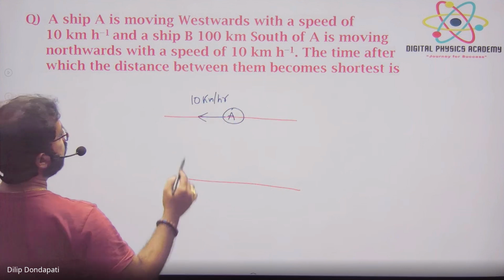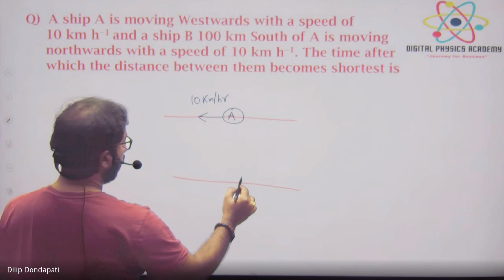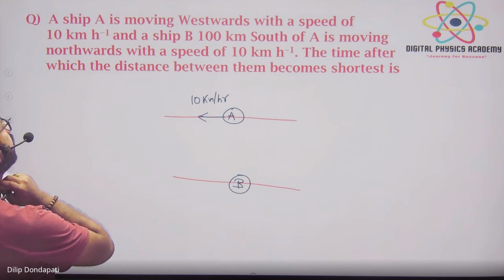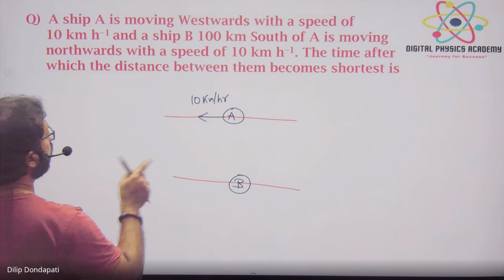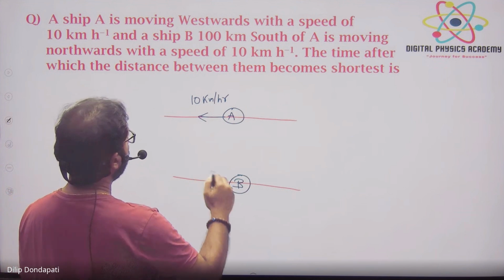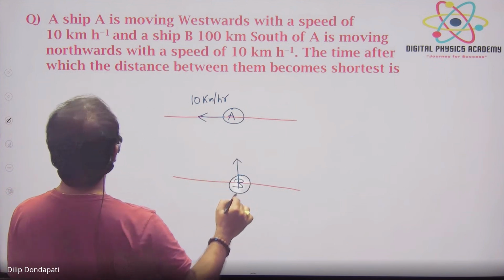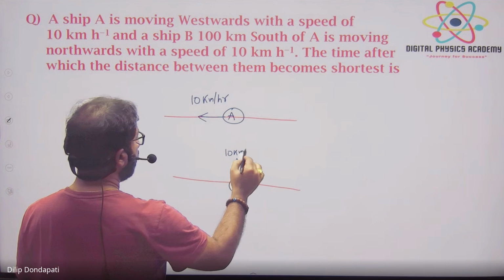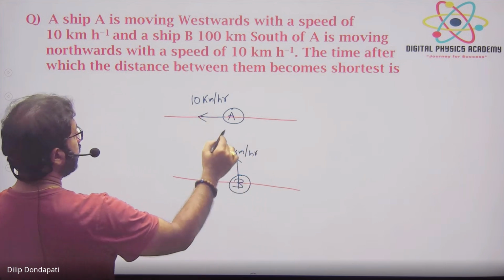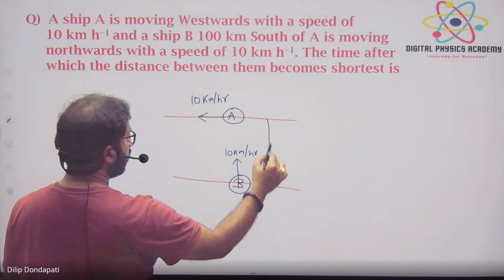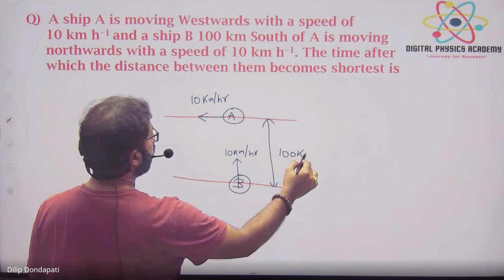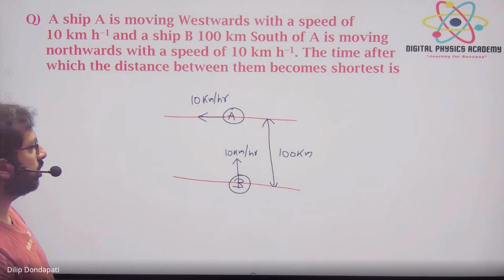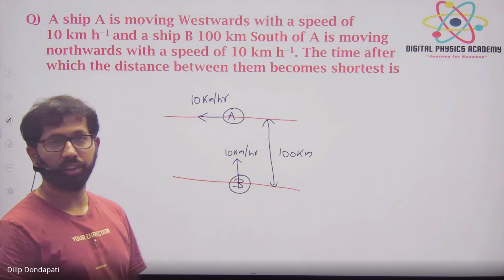And ship B, which is south. So this is B, going this way. It is south of A and is moving towards north. It is going straight towards north, at 10 kilometers per hour. Both are going at the same speed. And the distance is how much? 100 kilometers. He is asking to find the time after which the distance between them becomes shortest. At what time will you reach the shortest distance?